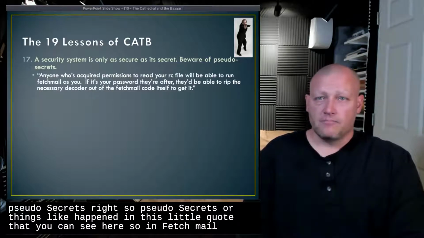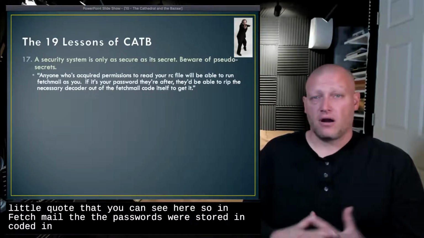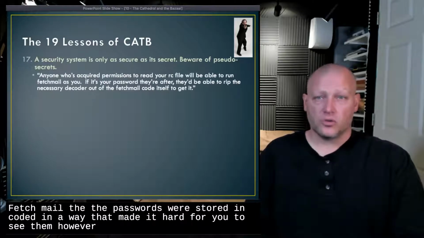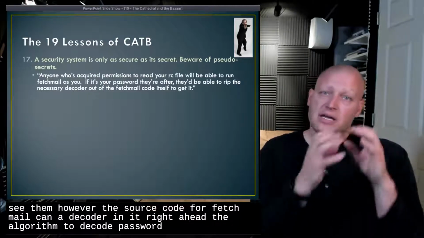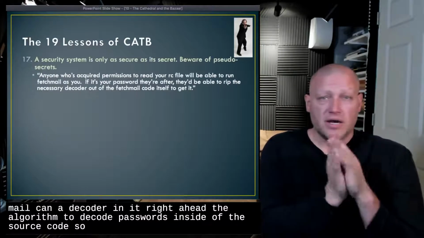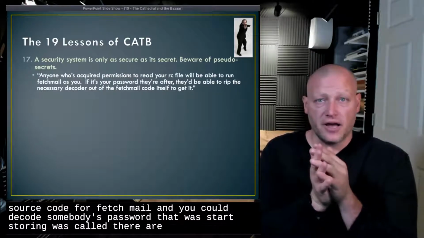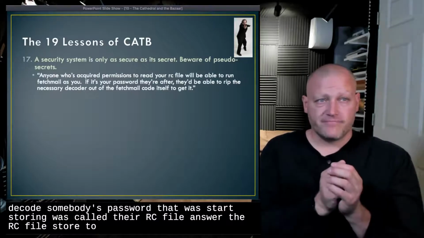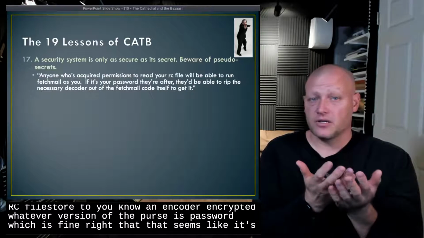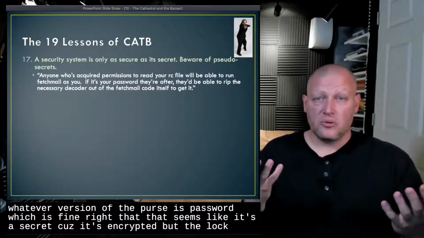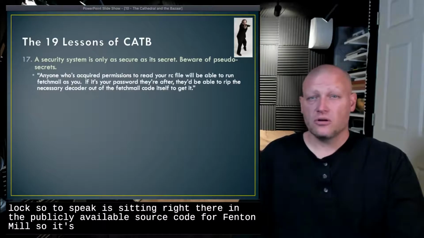So in fetchmail, the passwords were stored encoded in a way that made it hard for you to see them. However, the source code for fetchmail had a decoder in it, right? It had the algorithm to decode passwords inside of the source code. So all you had to do was get the source code for fetchmail, and you could decode somebody's password that was stored in what's called their RC file, right? So the RC file stored an encrypted version of the person's password, which is fine, right? That seems like it's a secret because it's encrypted, but the key to open up the lock, so to speak, is sitting right there in the publicly available source code for fetchmail. So it's actually a pseudo secret.